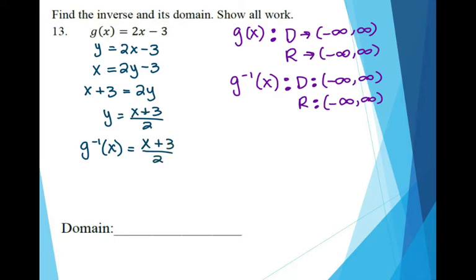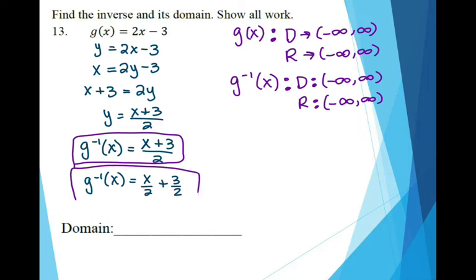Or if you want to get fancy, you can separate that fraction and write it as x over 2 plus 3 over 2. Either of those should work for your inverse. And once again, the domain of your inverse comes from the range of your original function. And the range of my original function was all real numbers. So my domain is all real numbers.